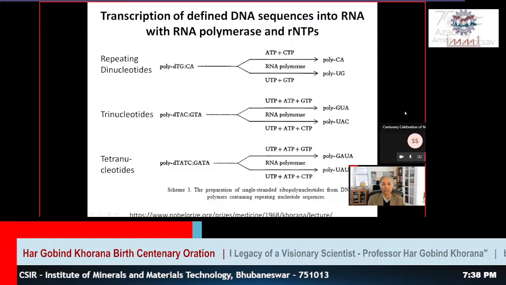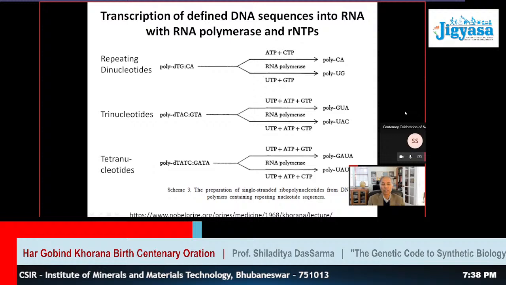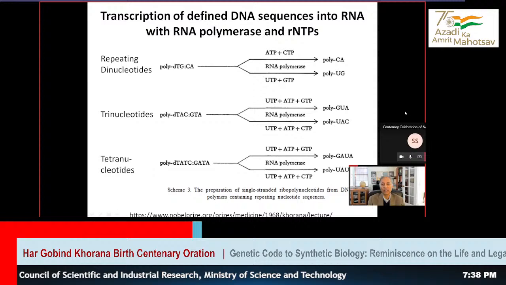So here are some examples with poly TGCA. RNA polymerase could convert either strand depending on which nucleotides were added. If A and C were added, one would obtain poly CA. If U and G were added, he would obtain poly UG.